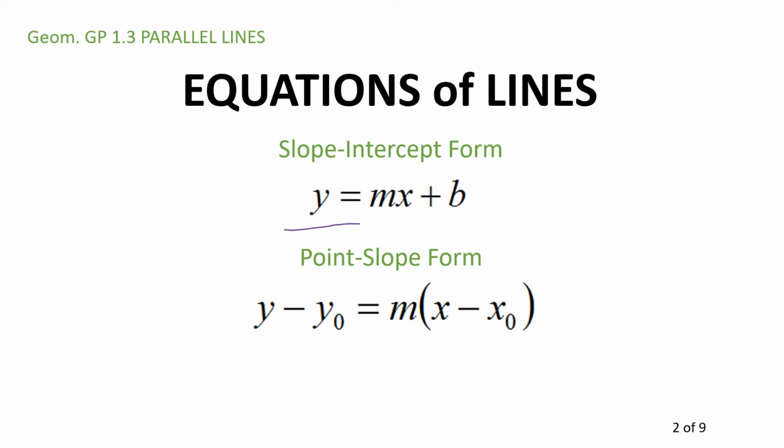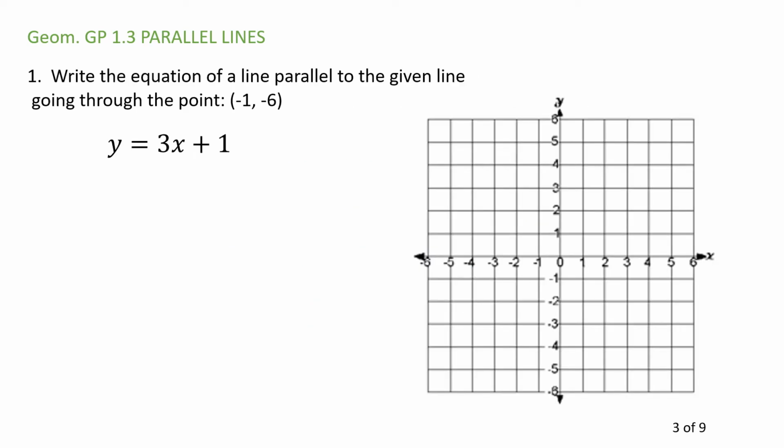Y equals mx plus b is my favorite because I can remember it. It has two things that you need. You need the slope and you need the y-intercept. There's also the point slope form. I'm not going to use that. It's on here if you want to use it. But frankly, I think this is easier to use, mainly because I can remember it.